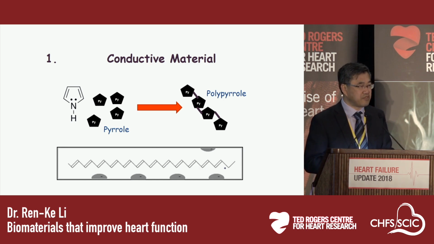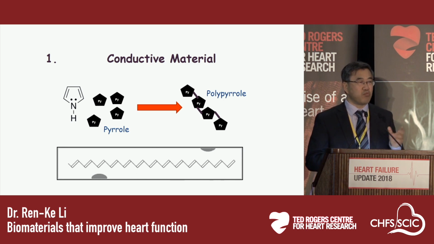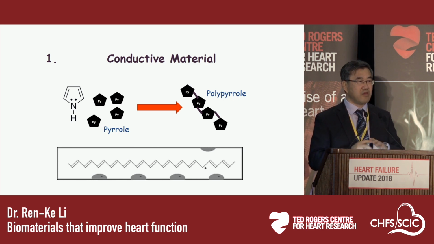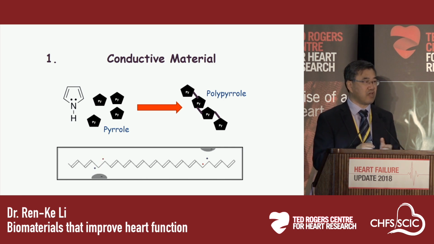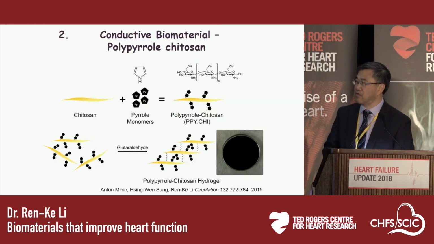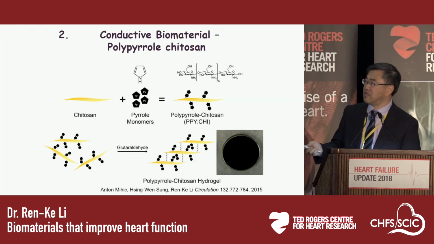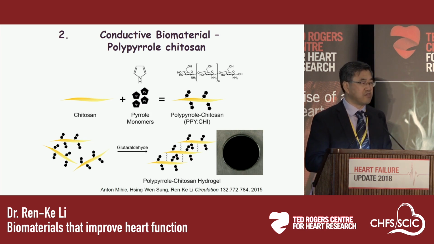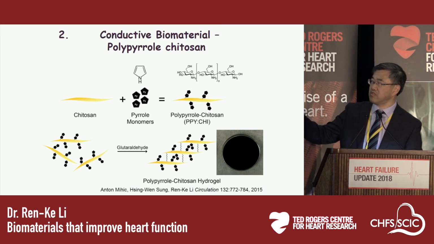So this conductive material can work really well, but we cannot use it in the biological system because it is not biofriendly. If you have this conductive material in the membrane or in a piece of tissue, it is very rigid. It's very hard. If you put it into the heart, there will be a broken heart. To solve that problem, a few years ago, we conjugated that material into a biomaterial called chitosan.